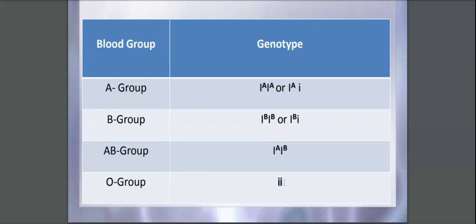So this is homozygous recessive. Okay, so if a person is homozygous recessive, then and only then will the blood group of the person be O, because you do not have any of the antigens produced, that is A or B.